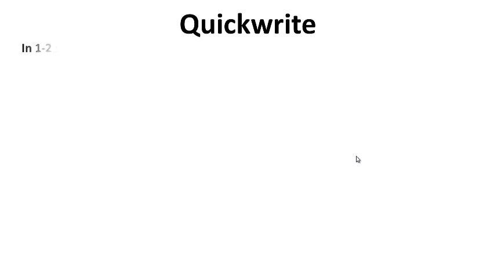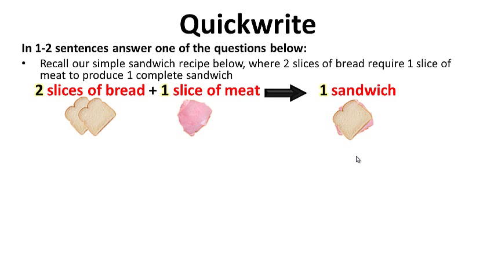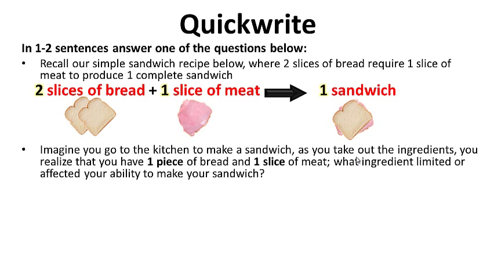Okay, for your quick write. Recall our simple sandwich recipe below, where 2 slices of bread require 1 slice of meat to produce 1 complete sandwich. Imagine you go to the kitchen to make a sandwich. As you take out the ingredients, you realize that you have 1 piece of bread, 1 slice of meat. What ingredient limited or affected your ability to make a complete sandwich?